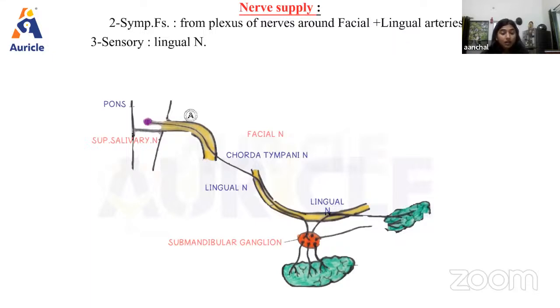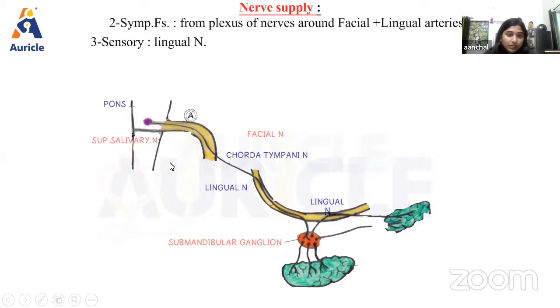So basically, in nerve supply, the salivary glands are supplied by both parasympathetic and sympathetic division of the autonomic nervous system. First, as we talk about the parasympathetic fibers, parasympathetic fibers to submandibular and sublingual glands. Preganglionic fibers to submandibular and sublingual glands arise from the superior salivatory nucleus, which is situated in the pons.